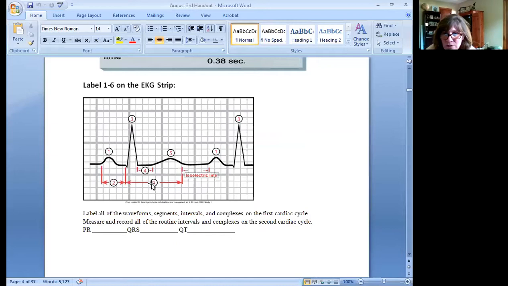1, 2, 3, 4, 5, 6, 7, 8.5. Handy dandy calculator. 8.5 times 0.04. Got to turn your calculator on. 8.5 boxes times 0.04, 0.34 seconds. I could do that in my head, but still, just want to double check. Excellent.